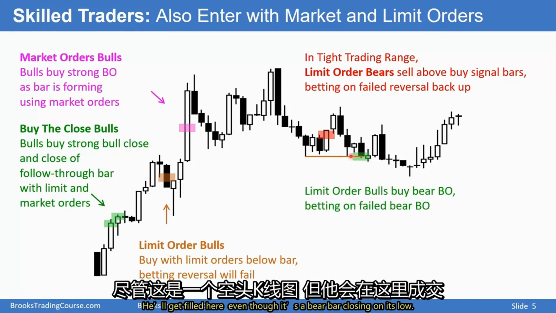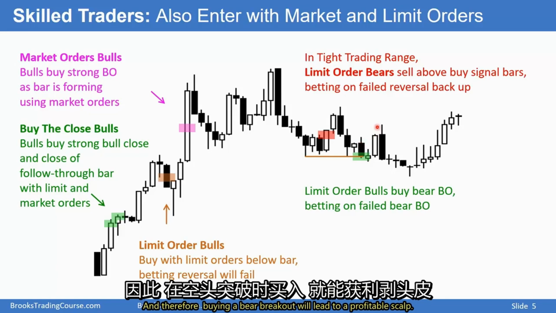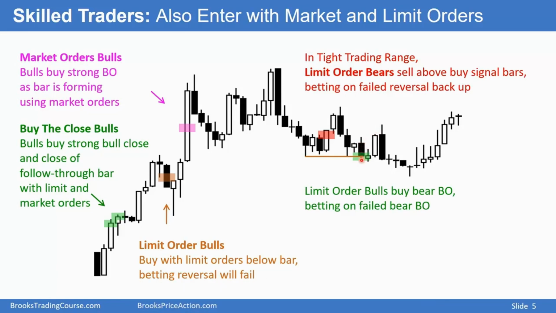A bull might place an order to buy at the prior low, this low or that low. He'll get filled here. Even though it's a bear bar closing on its low, the bull will bet that the trading range will continue and that any breakout down or up will fail, and therefore buying a bear breakout will lead to a profitable scalp.